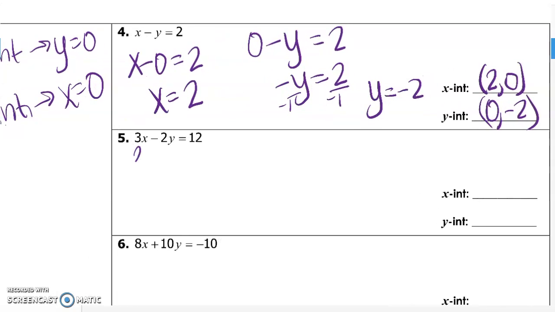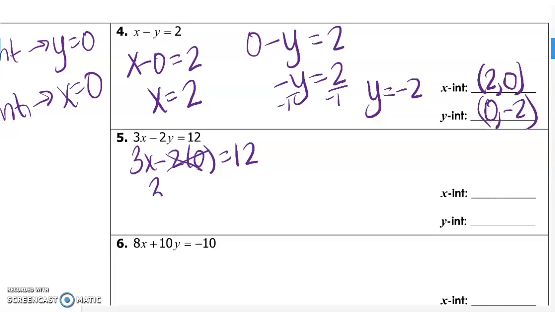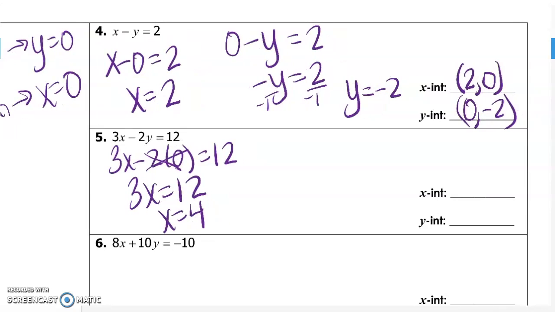Number 5, 3x minus 2 times 0 equals 12. Now, if you can get to the point where you realize, oh, plugging 0 in just makes it go away, so you don't even write that, your first step could just say 3x equals 12. Then we divide and get x equals 4. So 4, 0. Again, plugging in 0 just cancels that term out. If you feel comfortable not showing the 0 and just writing the other half, that's totally fine.